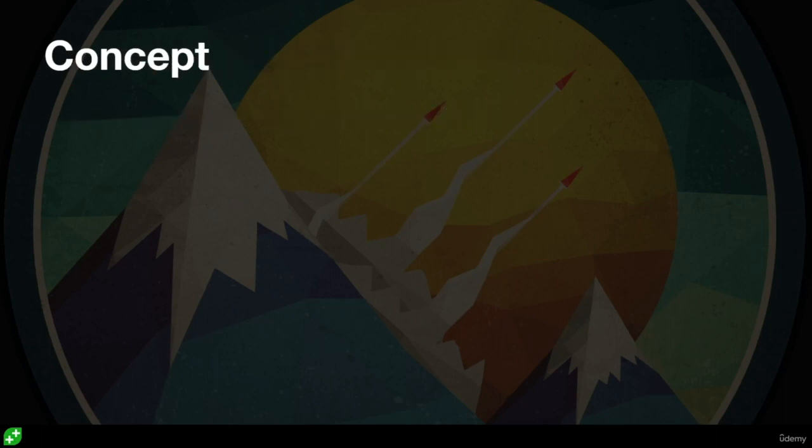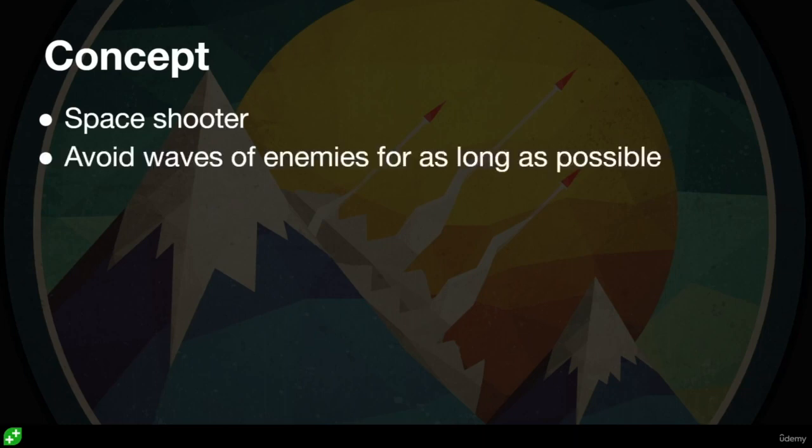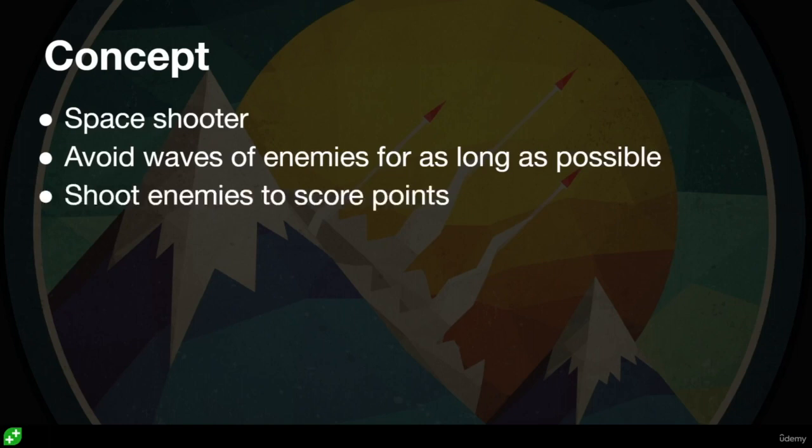And to start with, let's just cover off the basic concept of this game. First up, it's going to be a space shooter, so we can think of it in terms of the old arcade games like Galaxian and R-Type. The general premise of the game will be to avoid waves of enemies for as long as possible, and to shoot enemies to score points. So it's going to have a really old school arcade vibe to the game.